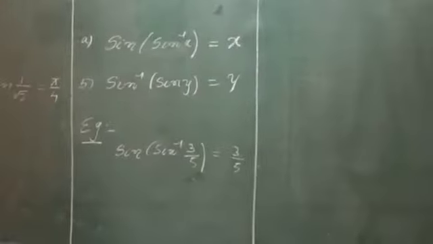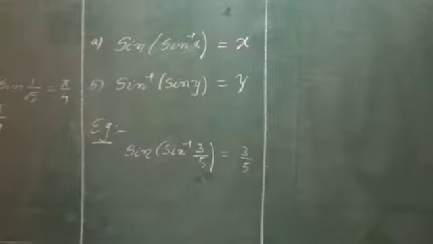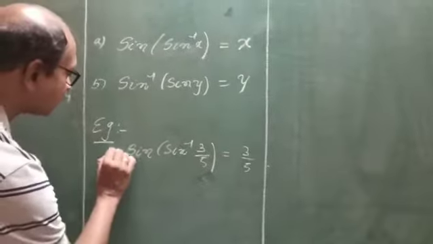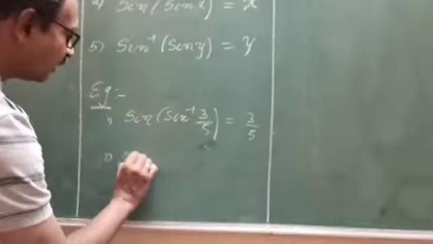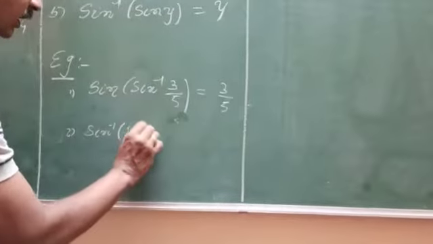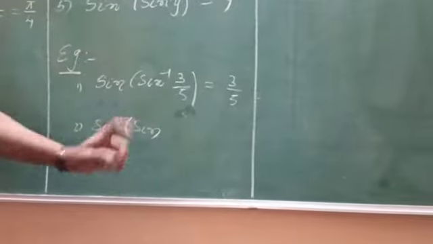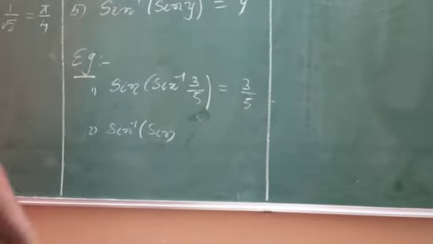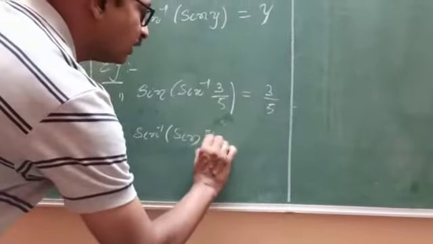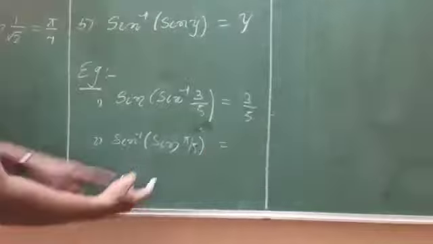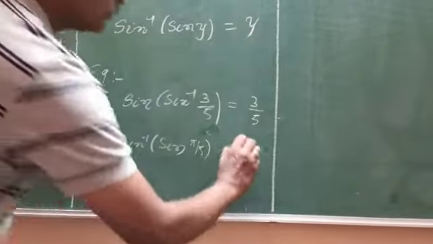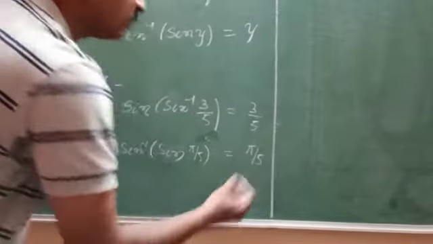It's very simple. In the same manner, let us consider the second problem, sine inverse of sine of, instead of y, I am considering some number like pi by 5. So what is the answer? It is the same as this one. So therefore we will get pi by 5.